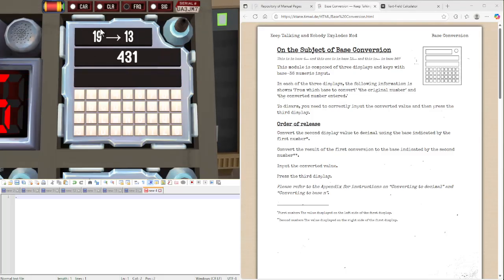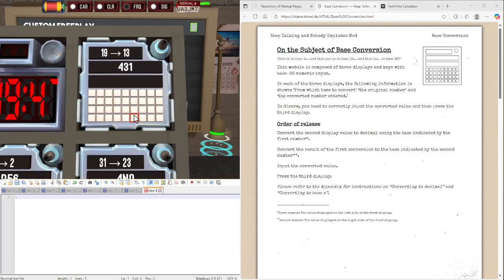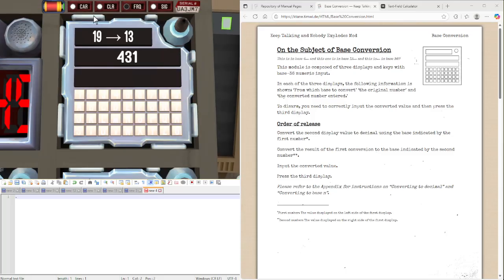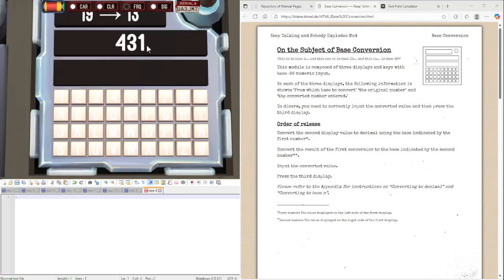This is what the module will look like. There will be a number, an arrow, a number, a value in the middle, a third screen and a keyboard. The idea of this module is simple: convert from base A on the left to base B on the right. Not really much more I can explain, so let's get started.